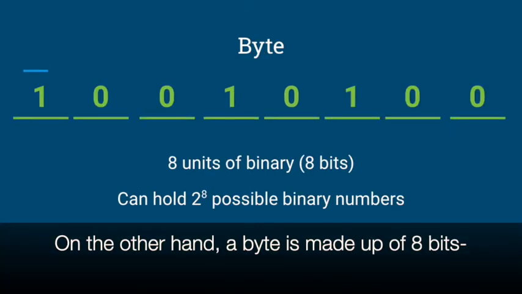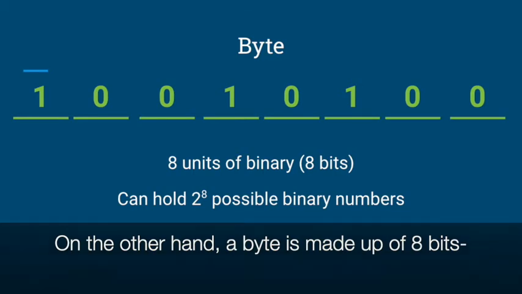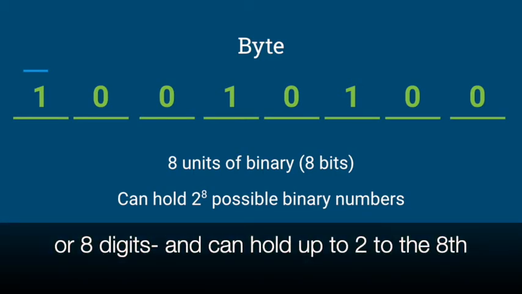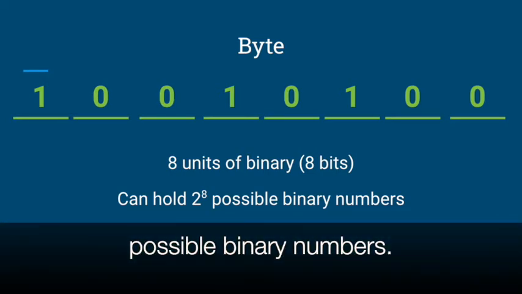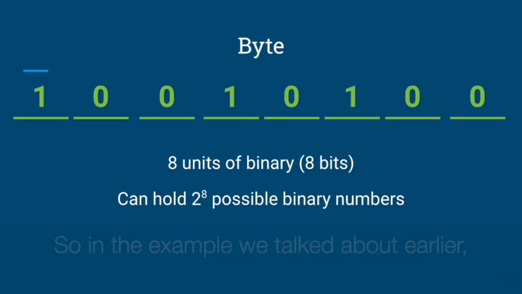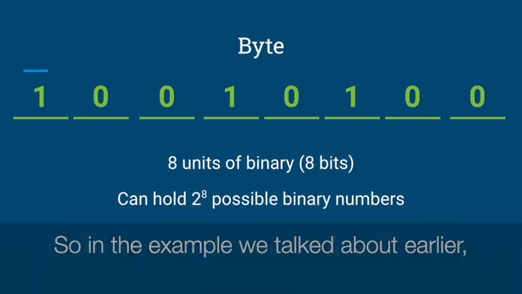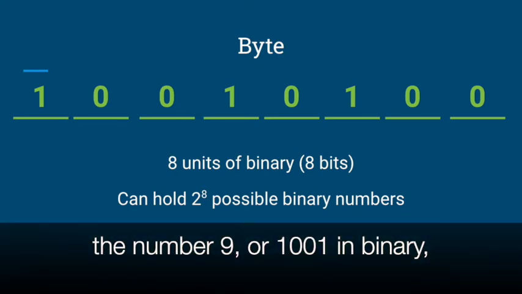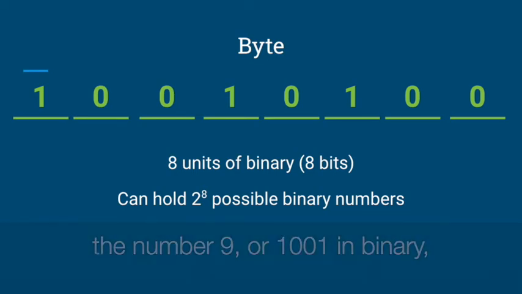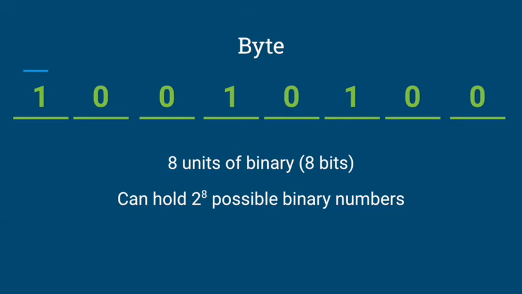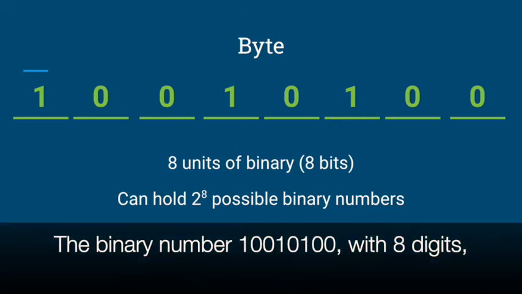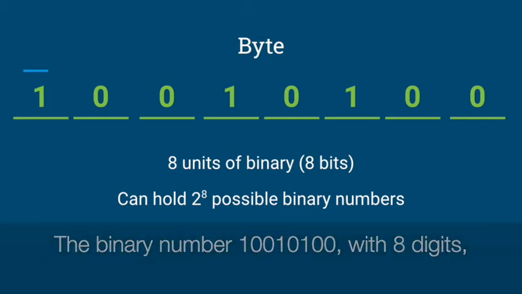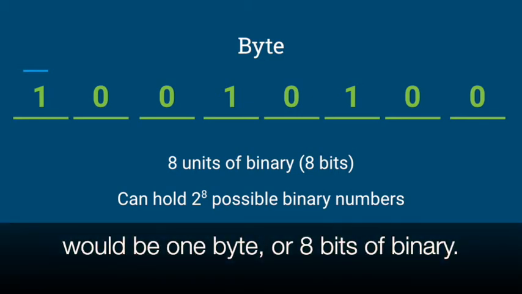On the other hand, a byte is made up of 8 bits, or 8 digits, and can hold up to 2 to the 8th possible binary numbers. So in the example we talked about earlier, the number 9, or 1001 in binary, would be made up of 4 bits. The binary number 100101000 with 8 digits would be 1 byte, or 8 bits of binary.